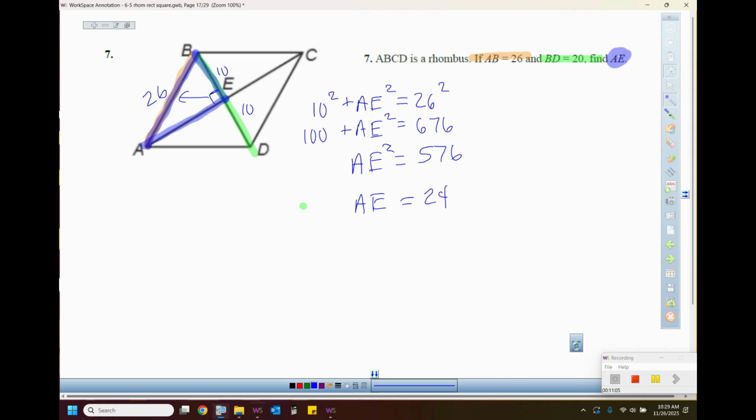So that was kind of neat. Don't forget that the Pythagorean theorem works on all right triangles, and when we have a rhombus, since the diagonals are perpendicular, we're going to have right triangles all over the place.